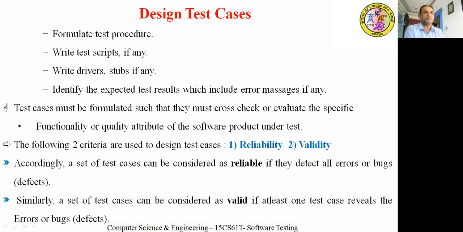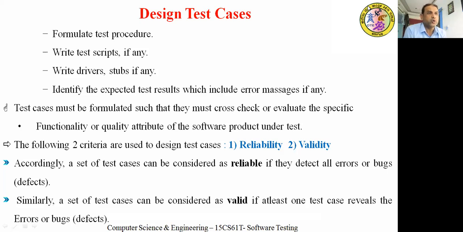Formulate the test procedure, then write the test scripts, a small code, or write the drivers, or identify the expected test results, which include any error messages. Then test cases must be formulated such that they cross-check or evaluate the specific functionality or quality attribute of the software product under test. So with the test cases, you should check the functionality of the software, and also the quality attributes relevant to that particular project, as you have seen: usability, conformance to standards, security, and so on.